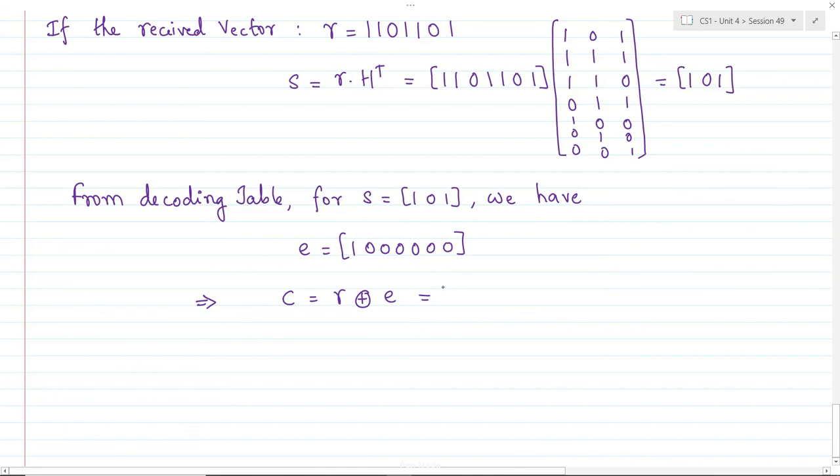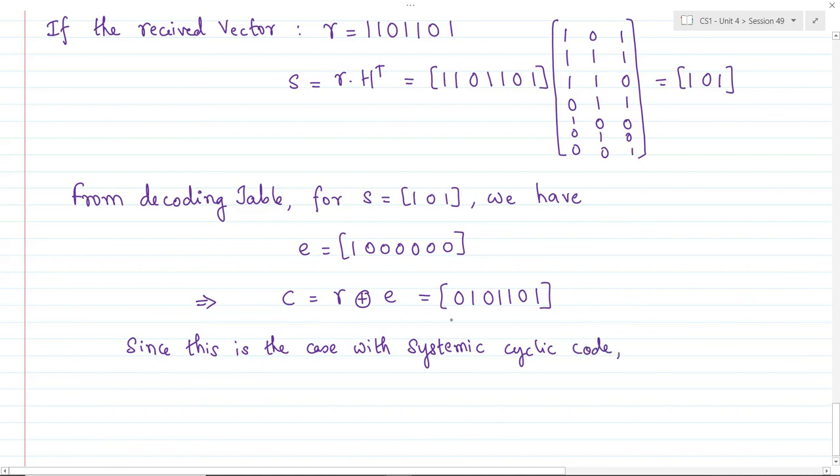This would result in the modulo-2 addition of R and E, which gives 0 1 0 1 1 0 1. This is the code word which was actually transmitted from the transmitter end. Since this is the case with a systematic cyclic code, the first k digits belong to the data. The data vector is the actual information digits, the first k digits of this, hence 0 1 0 1. This is the actual solution for this particular received vector.